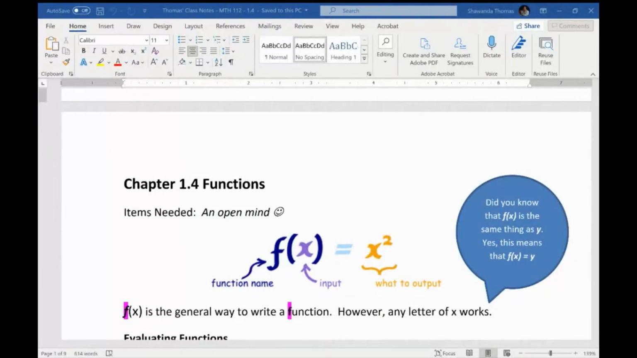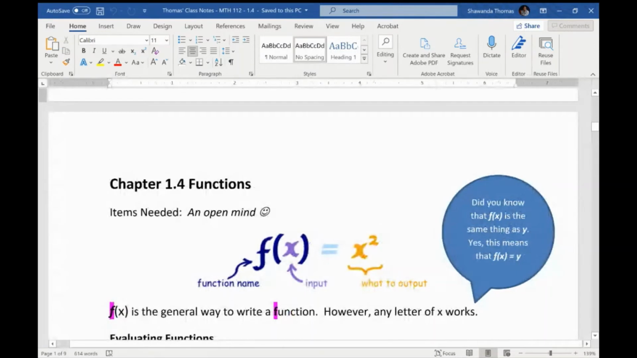So we're going to start with section 4 in chapter 1. We're going to start talking about functions first. Are there any questions? As you can see, I typed up half the notes for you so that you don't have to write it all down. All right, we're going to work on this together.